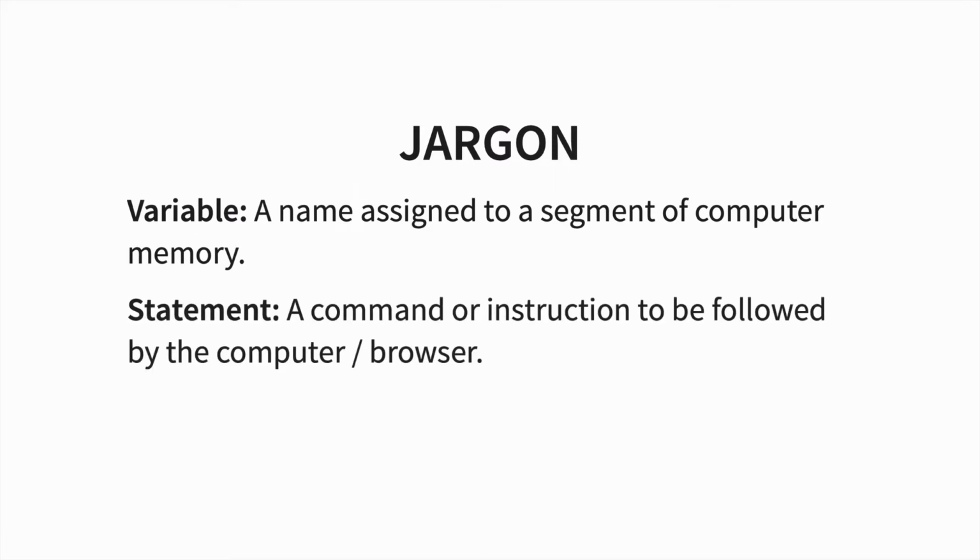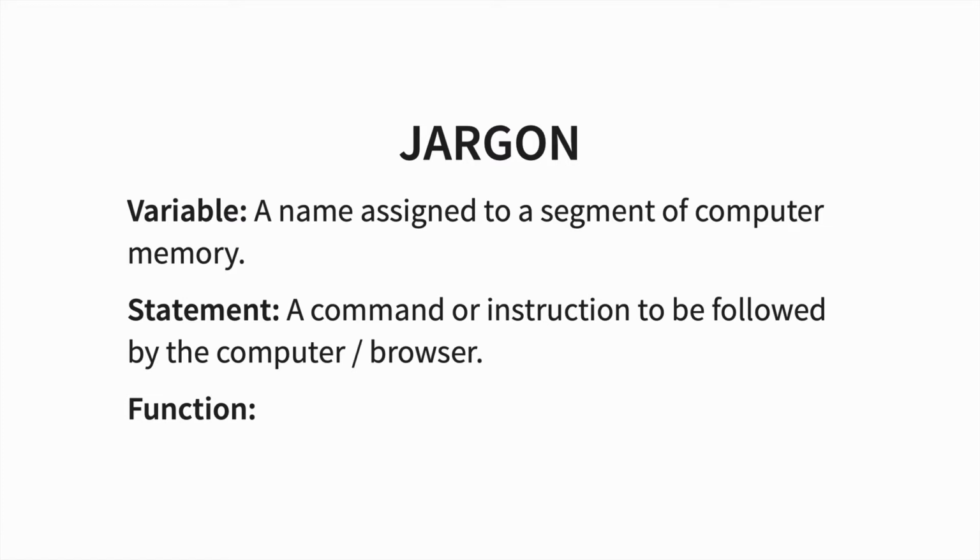A statement. A statement is a command or instruction to be followed by the computer or browser in the case of JavaScript here. So a statement could be something that affects a variable. Let's say an event fires off. The player gets hurt in this video game or whatever. We could say something like player health, subtract 10, the player took damage, as it were. A statement can affect a variable.